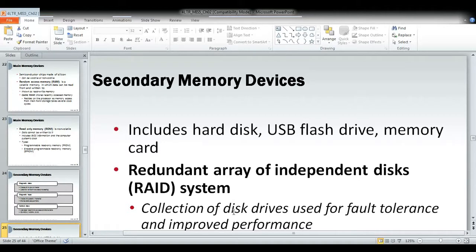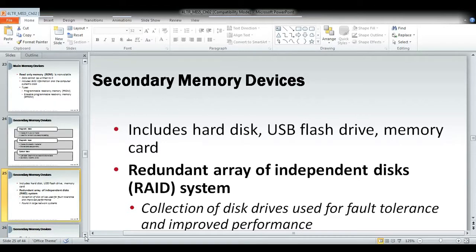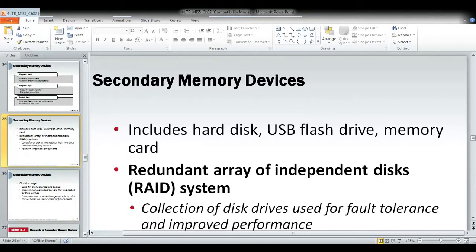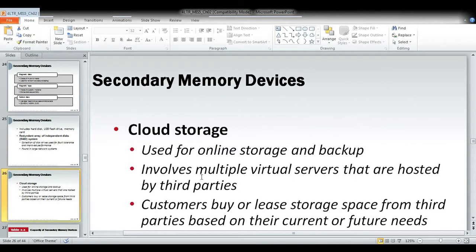Also, we have another thing called cloud storage. Cloud storage is being used for online storage, and this is becoming very common nowadays. Many organizations are using this type of storage, and it involves multiple virtual servers on which the cloud can be hosted. Customers can also buy or lease storage space from a third party based on their current or future needs.